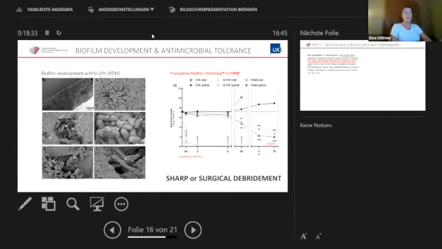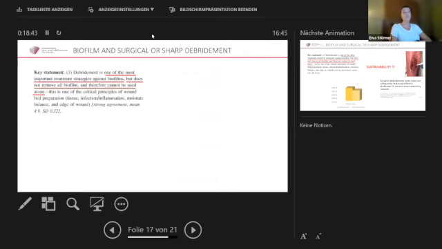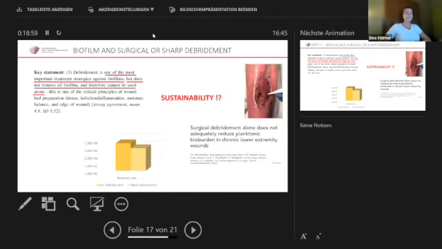That may be good news, but we are all surgeons, and there are some publications that say the following things. Debridement is a good strategy against biofilm, but on the other hand, it is not able to remove all the biofilm on the wound. Therefore, the sustainability is lacking.